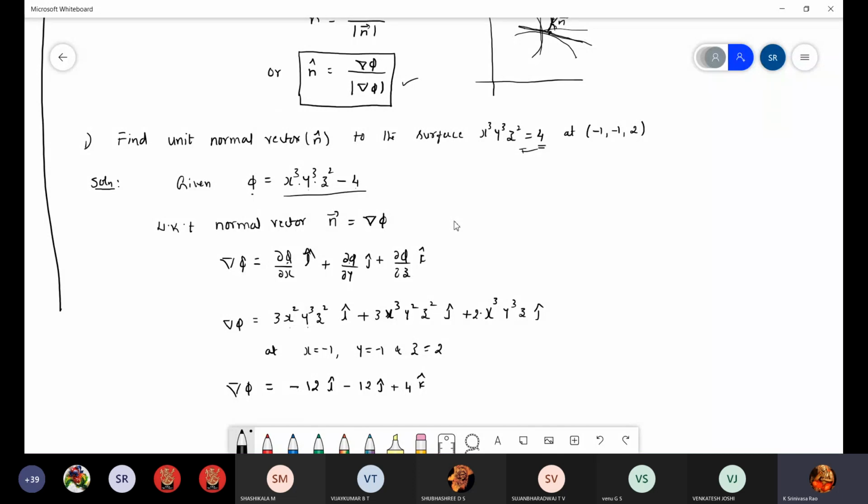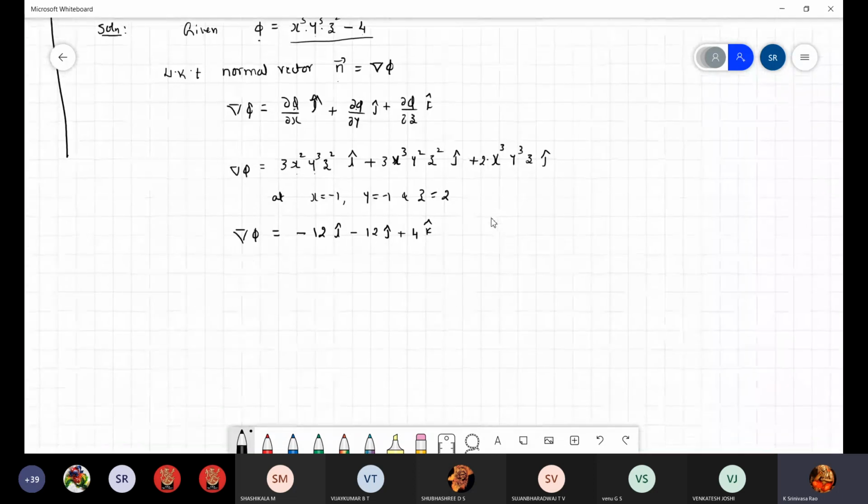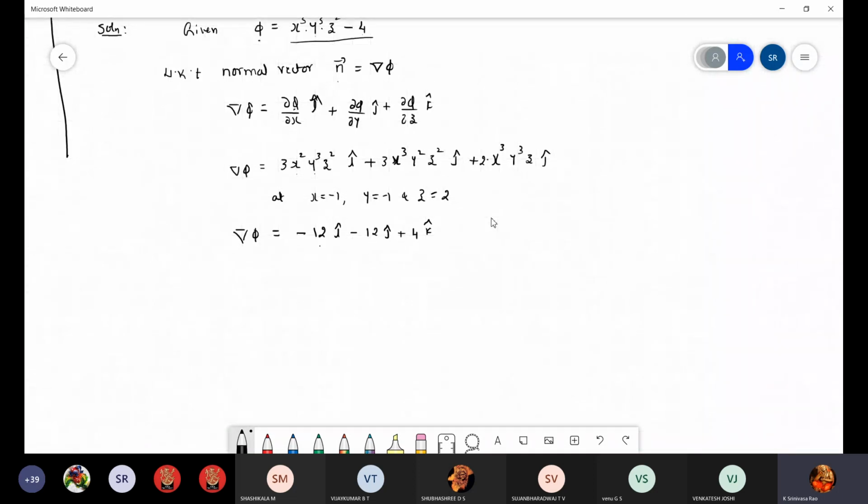Grad phi is nothing but the normal vector n. To calculate n cap, I need its magnitude. So calculate the magnitude. Because it is a big number, this is 12, 12, 12, 12, 12 and 4, you can take a common factor. What is common here?